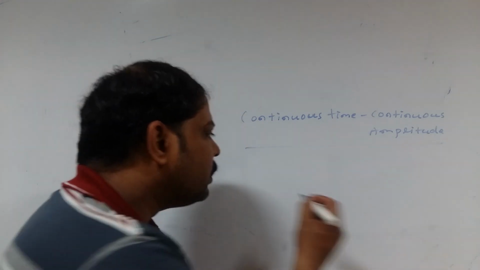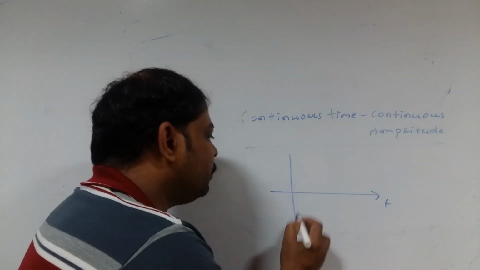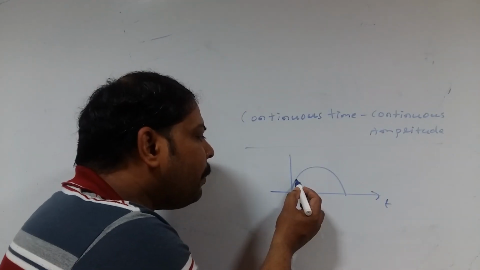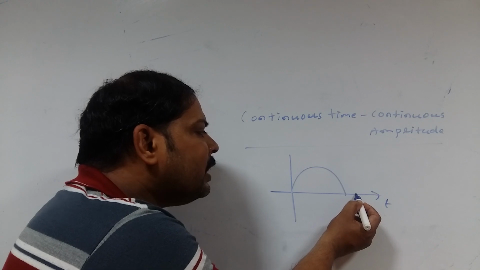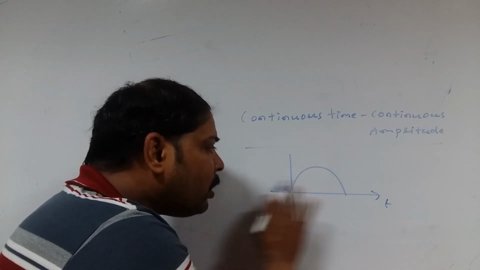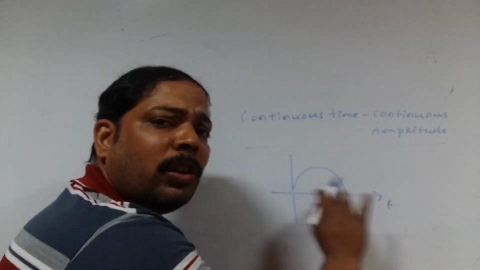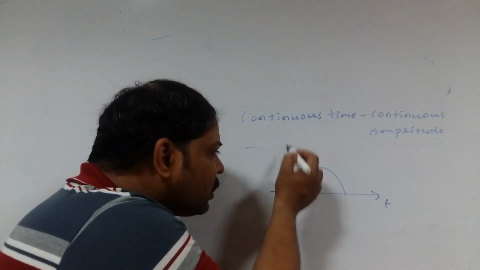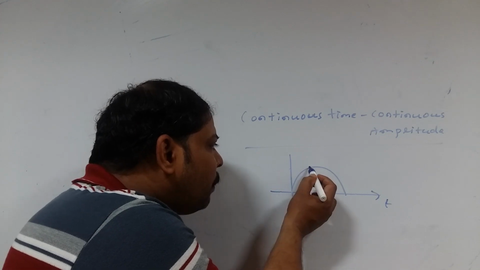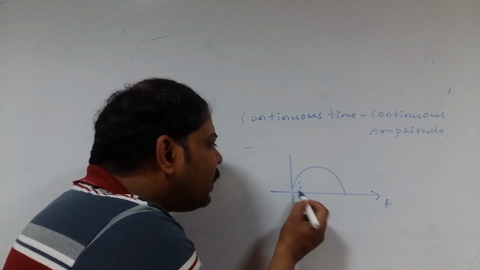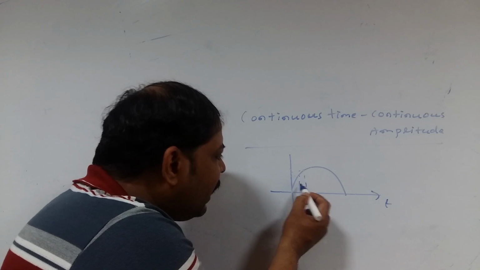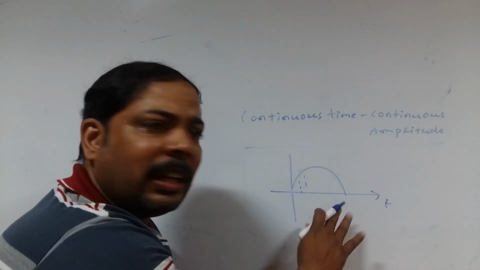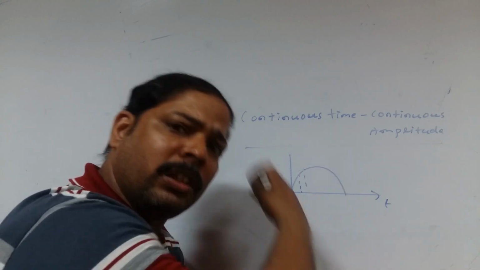For example, suppose you have this signal. This signal is continuous in time because this time has a value, this time has a value, this time has a value, and all the time points over the time axis are considered. Now similarly, if you consider an amplitude point, this amplitude point has a time point, this one also. Any amplitude point you take, time points are defined. So all the amplitude points are also present within the signal.